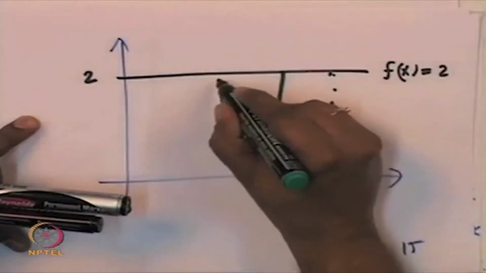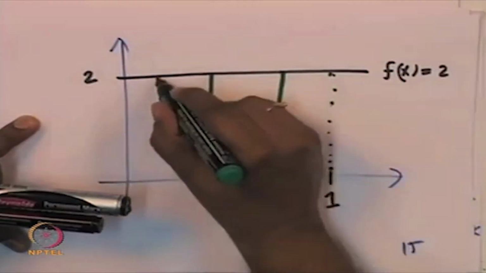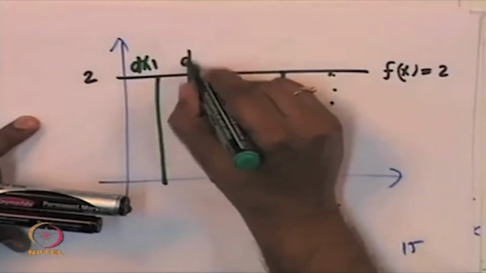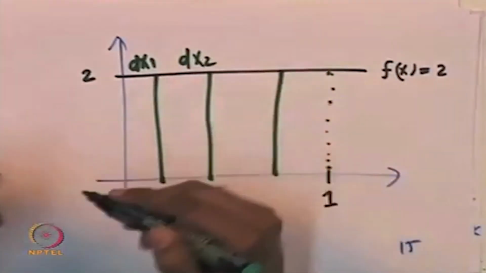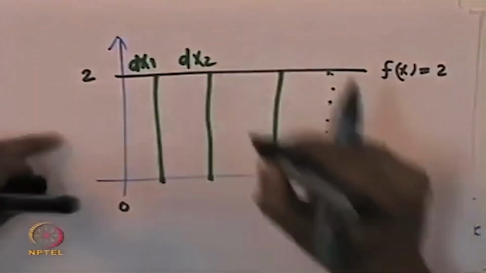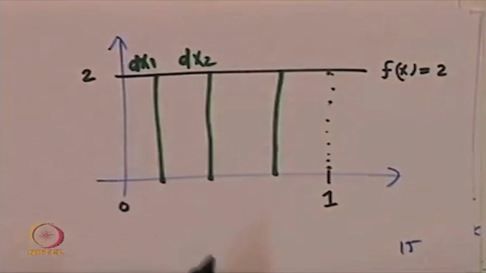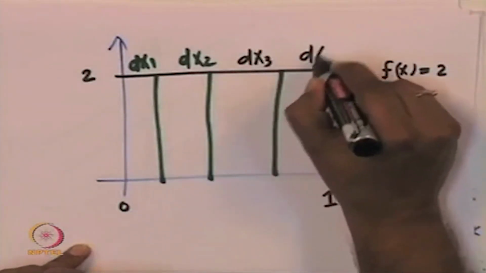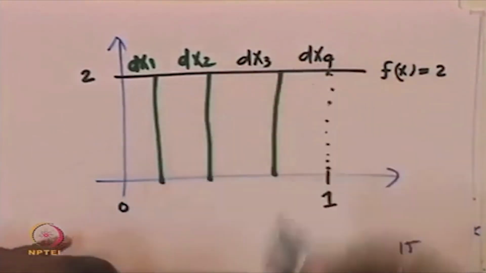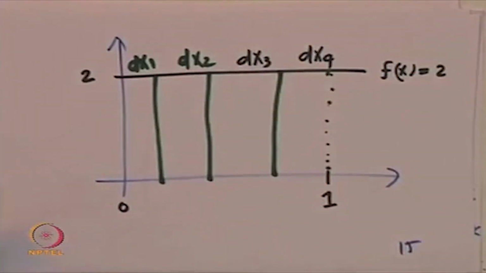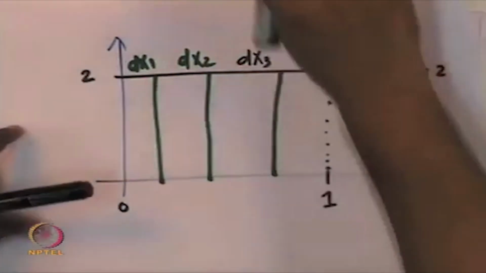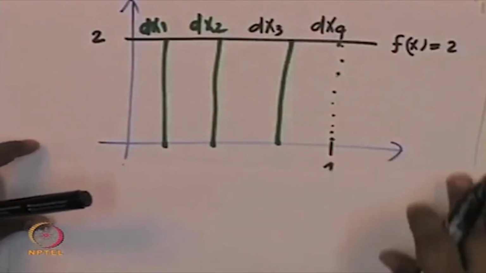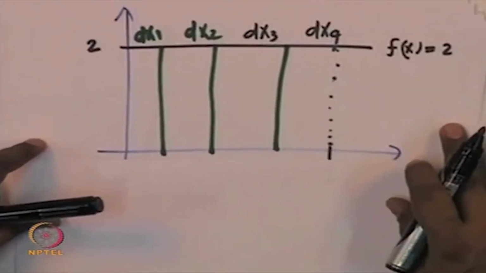So, you can divide this into many boxes. This is one box, one box. So, dx1, dx2, dx3, dx4. dx1, dx2 are intervals. Now, let us have a look at the claim which we made here. The claim we made is the following.